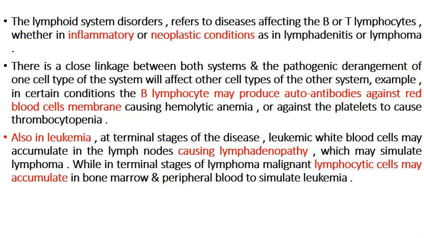While in the terminal stages of lymphoma, malignant lymphocytic cells sometimes may accumulate in the bone marrow or might be seen in the peripheral blood, which simulates leukemia. Those are the conditions that correlate with each other, and so it confirms that there is a close linkage between both the hematopoietic and lymphoid systems.